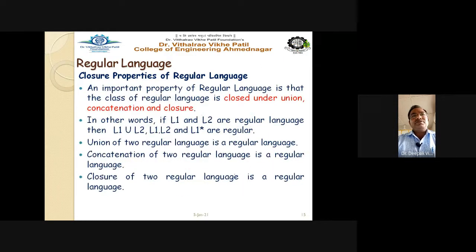Some more important properties of the regular language. An important property is that the class of regular languages is closed under union, concatenation, and closure. In other words, if language L1 and language L2 are regular languages, then L1 union L2, L1 dot L2, and L1 raised to star are also regular. That's why they are called closed. Regular language is closed under these three operators: union, concatenation, and closure.